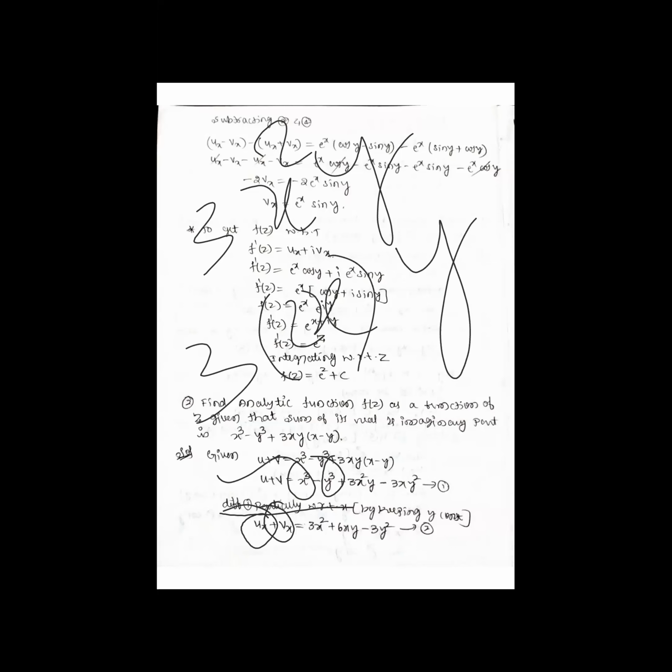So x cube differentiation is 3x square. This will be 0, and with respect to x, 3y will be outside. Differentiating x square in 3x square y gives 2x, and y as it is, so totally 6xy. So I wrote here 6xy. Next, 3x y square: the derivative of x with respect to x is 1, so 3y square will come. This is the differentiation with respect to x.